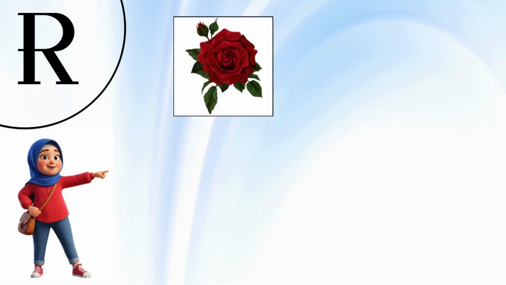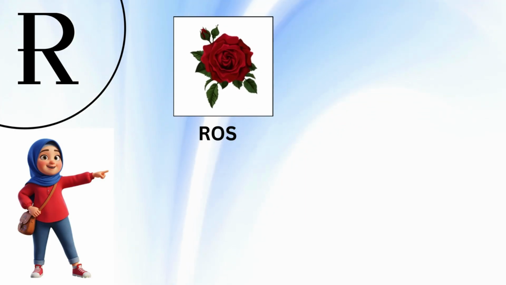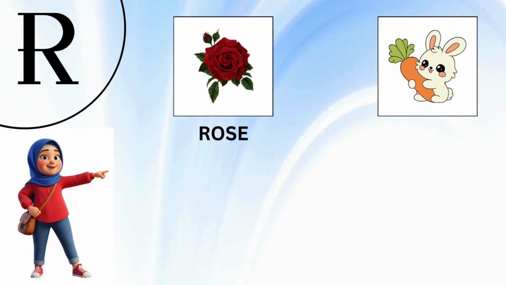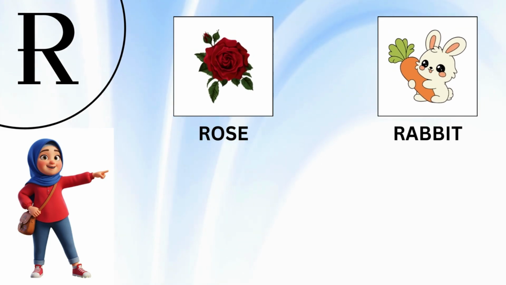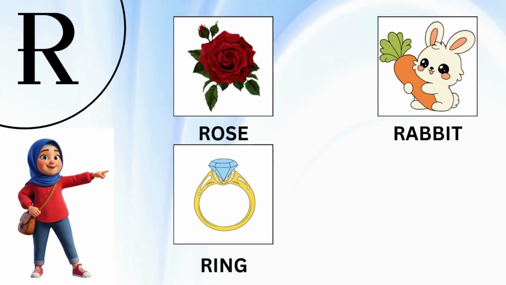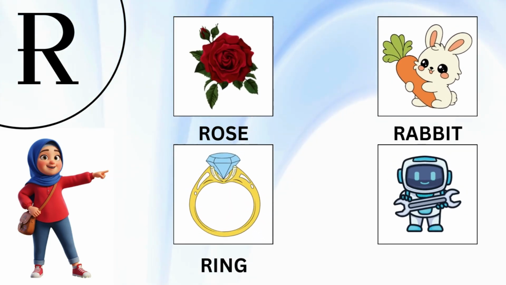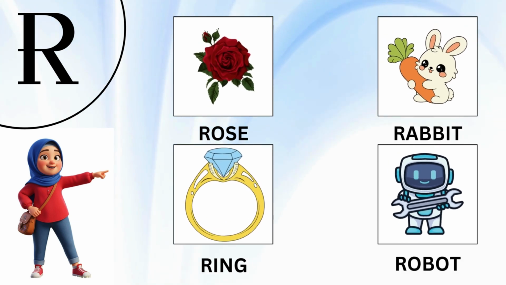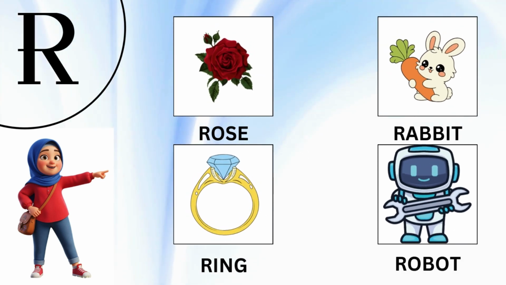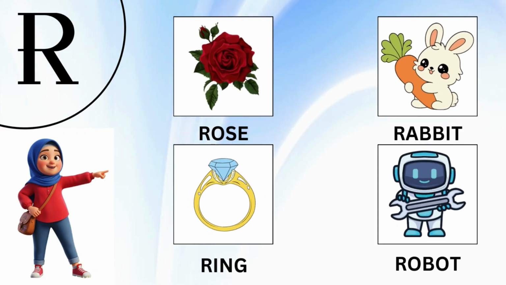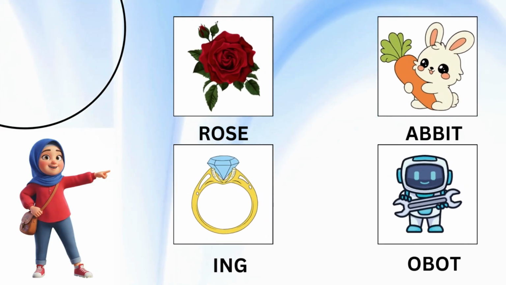This is letter R. R is for rose. R is for rabbit. R is for ring. R is for robot. Rose, rabbit, ring, and robot.